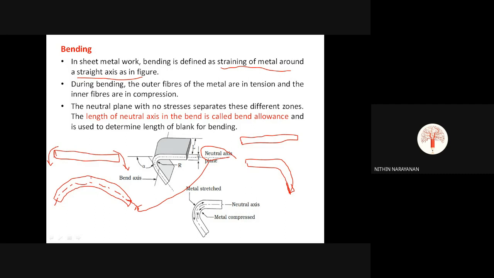Tensile force will be acting on those molecules above the neutral axis, and those molecules below the neutral axis will be compressed. So above the neutral axis there will be tensile force, and below the neutral axis there will be compressive force. That means bending comes under this category of tension and compression operation.